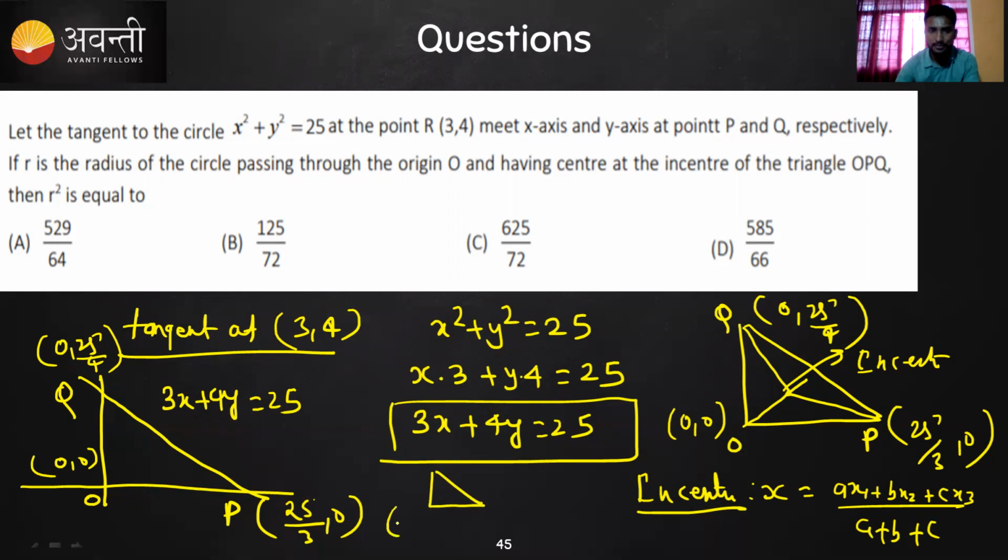So suppose here it is x1 y1, this is x2 y2, and this is x3 y3. If we have to find the incenter now, so what we can do? Suppose this is A, this is B, and this is C. So just like that, A is nothing but QP, B is nothing but QO, and C is nothing but OP. So based on this thing, you can find the incenter.